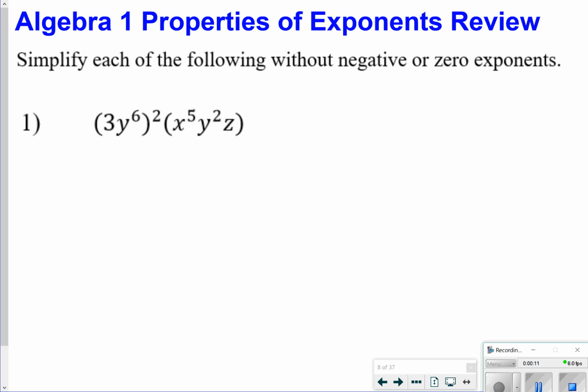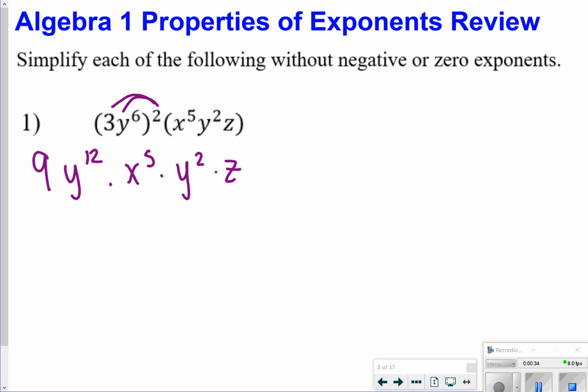This first one is where you're distributing the 2 to everything on the inside of your parentheses. So you have 3 to the second, which is equal to 9. I'm going to go ahead and do that real quick. And then y to the 6 times 2 would be y to the 12. Everything else is going to stay the same. So you're going to have x to the 5th times y to the 2nd times z.